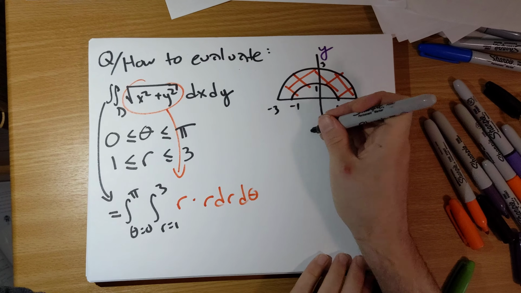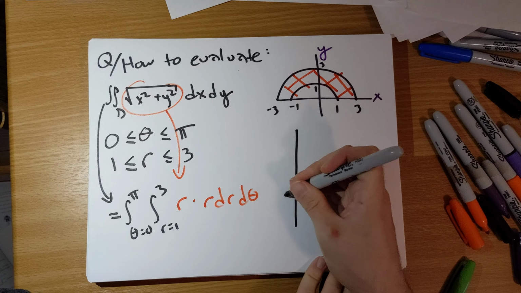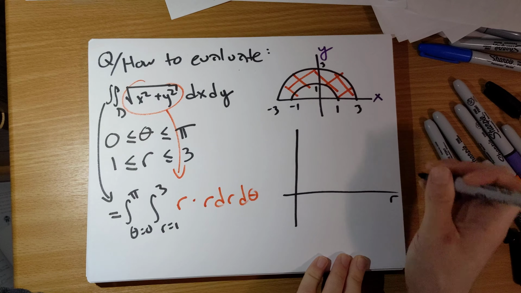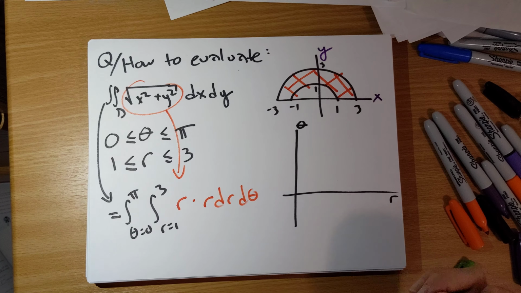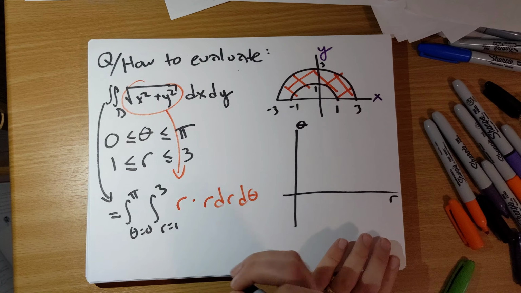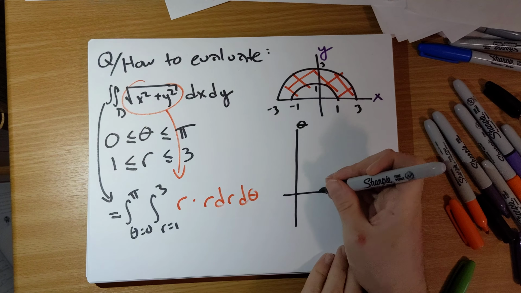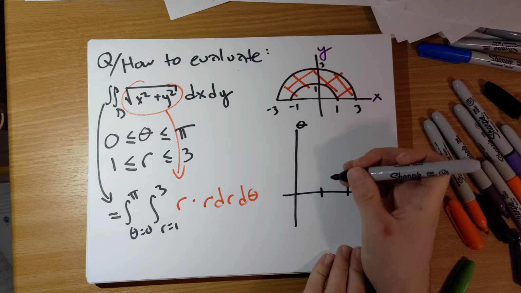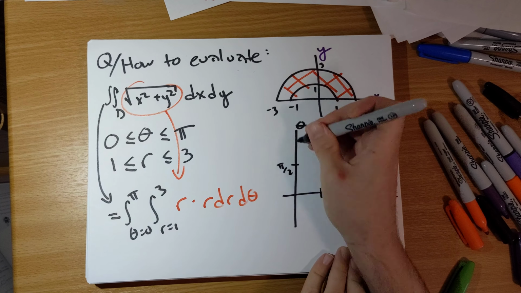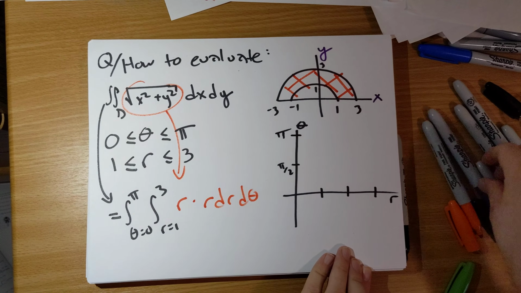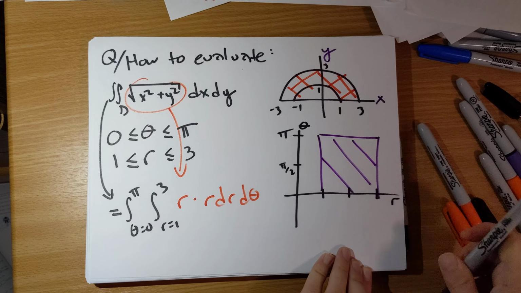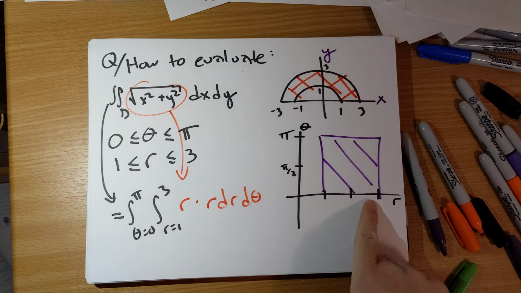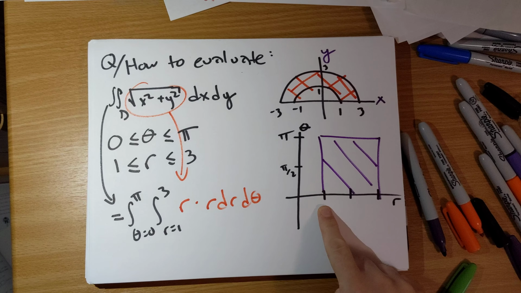And so let me draw a picture that I haven't drawn this kind of picture before. I'm going to draw something in the r theta plane. So let's see here. R is between 1 and 3. Theta is between 0 and pi. So the region that we're integrating over in the r theta plane is going to be this rectangle.